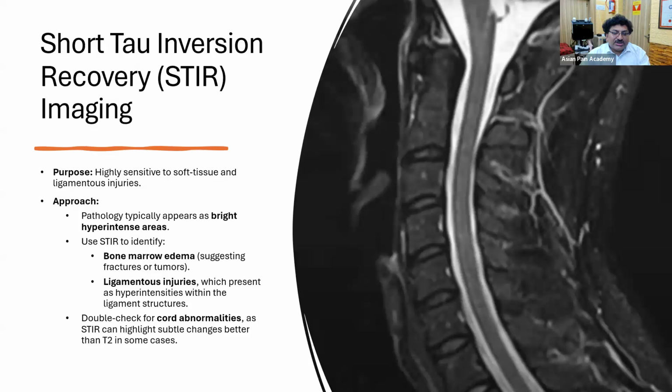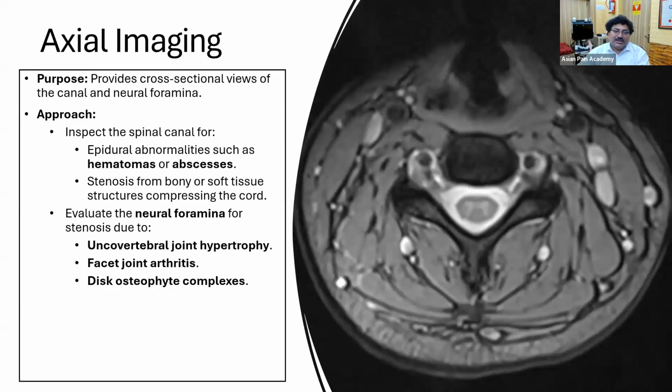Now the STIR image is useful for finding areas with high water content, like hyperintense areas. It is seen in bone marrow edema, which can suggest tumor or fracture. It can show ligamentous hyperintensity, which could be ligamentous injury or ligamentous tear, and also cord abnormalities. As it is suppressing the fat, this can actually show the real edema inside the cord as well.